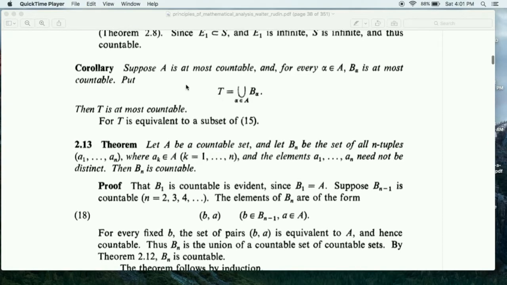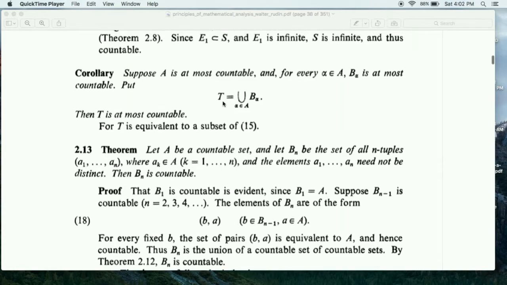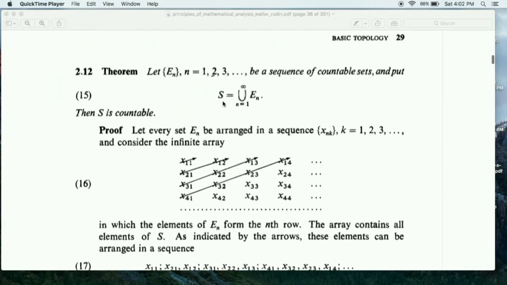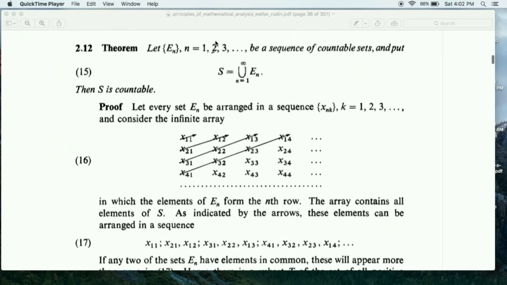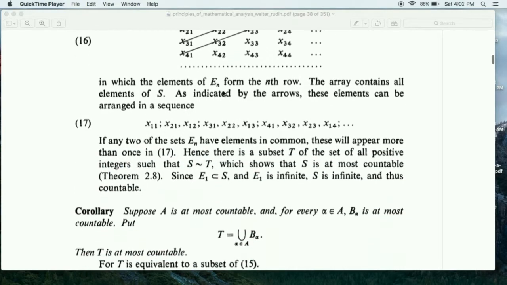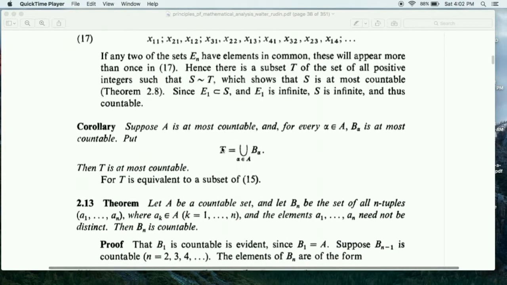And we have a simple corollary that if A is at most countable, and for every alpha in A, B_alpha is at most countable, then T, which is the union of all those B_alphas, is also at most countable. And this T is equivalent to a subset of this S. This can be proved in a similar fashion.